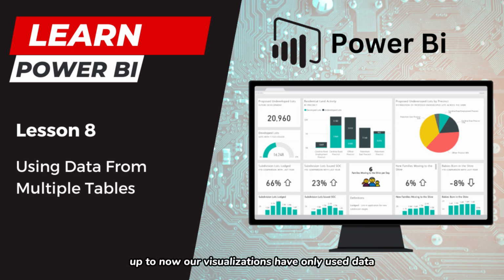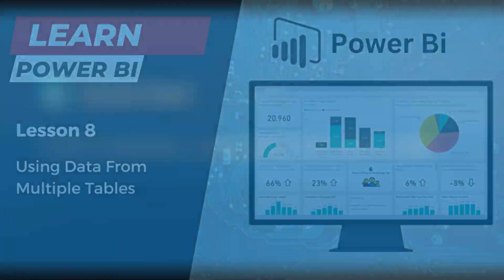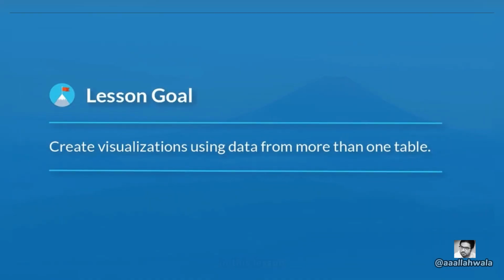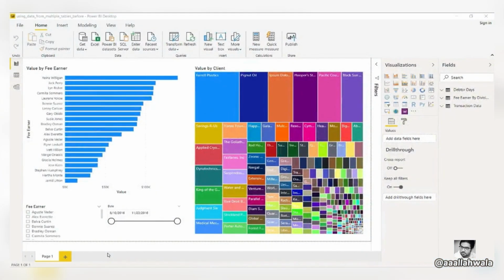Up to now, our visualizations have only used data from one of the three tables in our model, specifically the transaction data table. In this lesson, we'll learn how to create visualizations that use data from multiple tables. In an earlier lesson, we saw that Power BI detected a relationship between our tables when we imported our datasets.